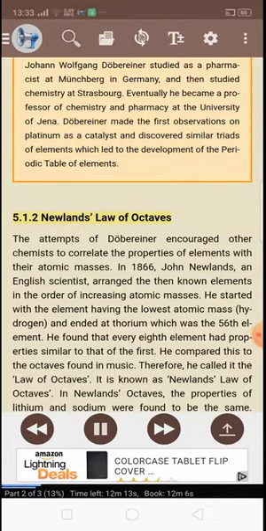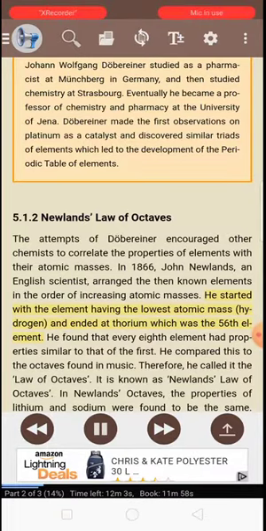5.1.2. Newland's law of octaves. The attempts of Dobereiner encouraged other chemists to correlate the properties of elements with their atomic masses. In 1866, John Newlands, an English scientist, arranged the then known elements in the order of increasing atomic masses. He started with the element having the lowest atomic mass, hydrogen, and ended at thorium, which was the 56th element. He found that every 8th element had properties similar to that of the first. He compared this to the octaves found in music. Therefore, he called it the law of octaves. It is known as Newland's law of octaves.